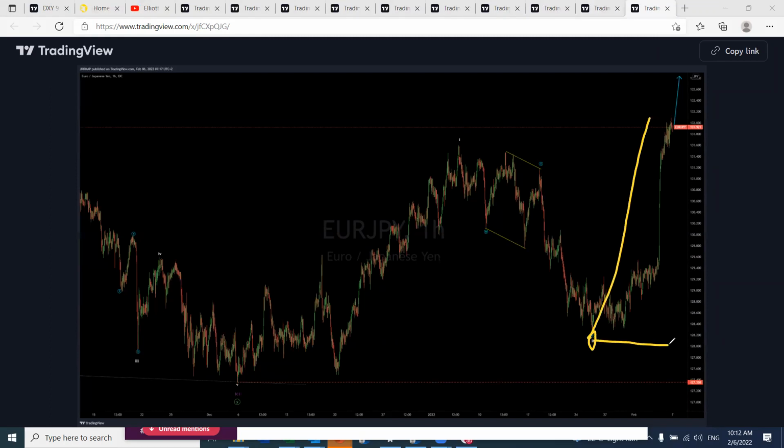This is from 128 to 131.93. That is already 400 pips in just a couple of hours. So this is also from the moves that we got from the NFP. So then let's have a look at euro yen.